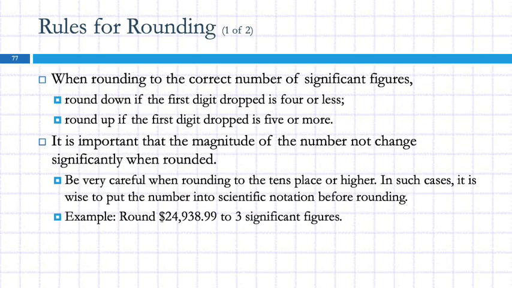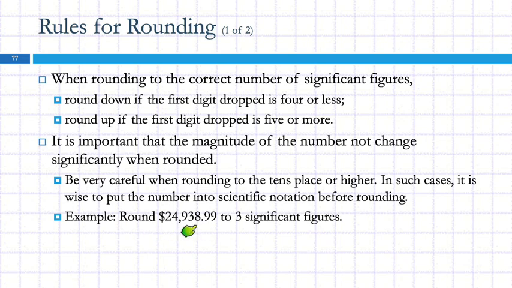When rounding, round down if that digit that you're dropping is 4 or less. Round up if it's 5 or more. So this is really important. You have to be really careful when you're rounding numbers in the tens place, hundreds, thousands, because sometimes people stop thinking and they just chop off the number and they change the value of the number. So let's do an example here.